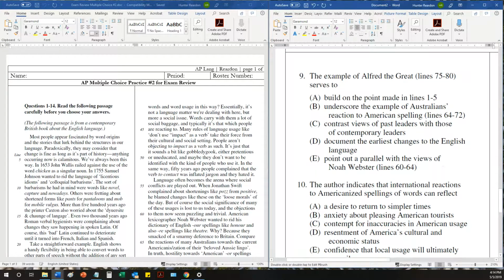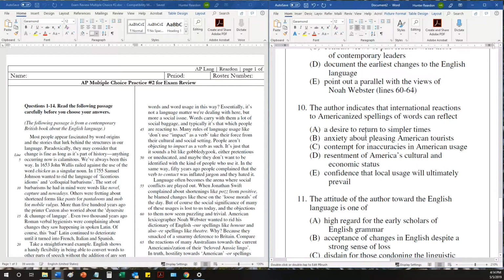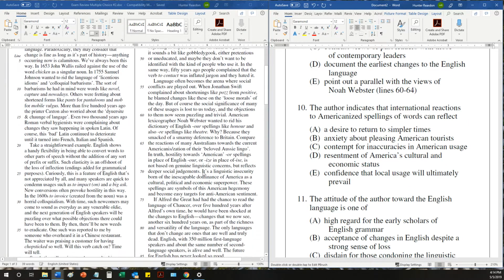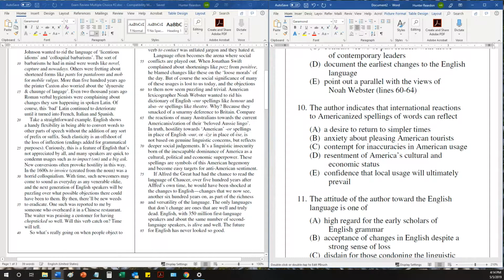All right. 10. Well, lines 70 to 72 in the passage here really explicitly answer the question for number 10. The lines here read, "It's a linguistic insecurity born of the inescapable dominance of America as a cultural, political, and economic superpower." Right. So D, obviously, is the correct answer.